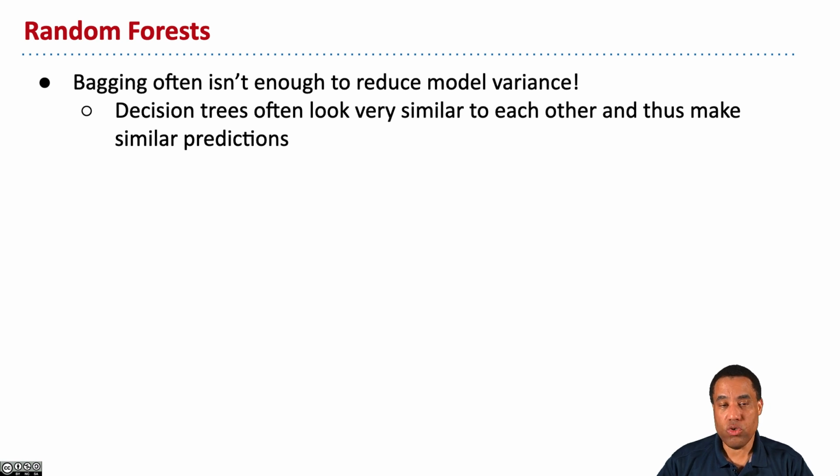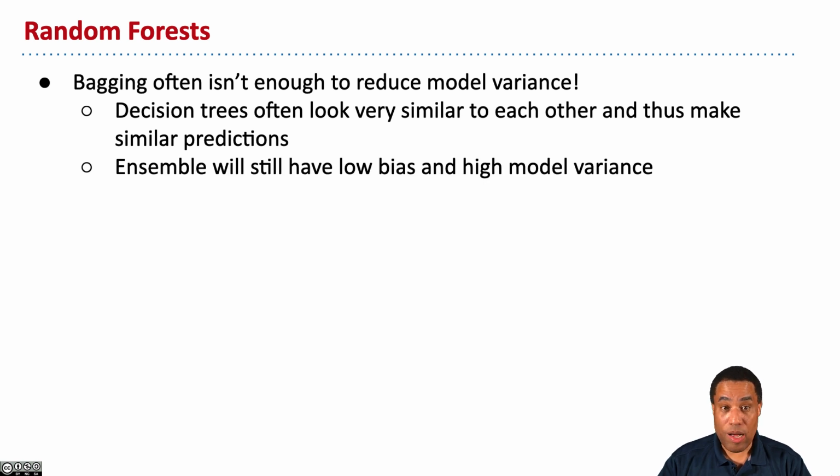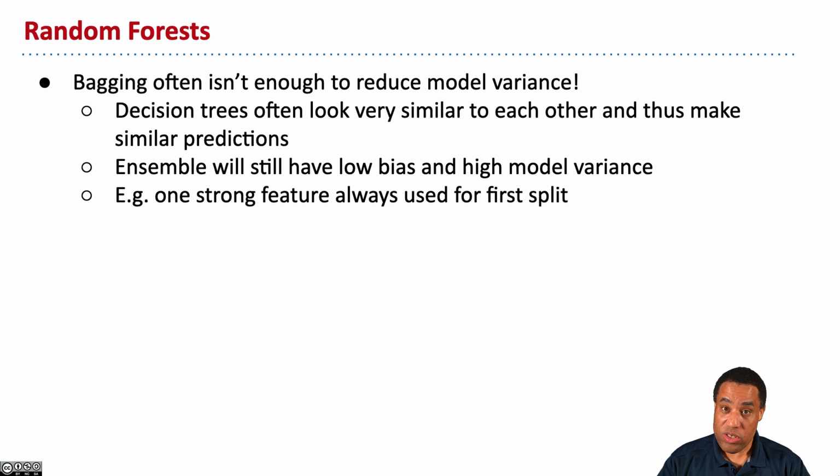Because these decision trees look very similar to each other, they're going to make similar predictions, right? And so the ensemble is still going to be a model that has low bias, but high model variance, right? Because there's this one strong feature that we use for the first split. And there might be a small number of features that are used for the second split, and so on. So these trees are going to look very similar.